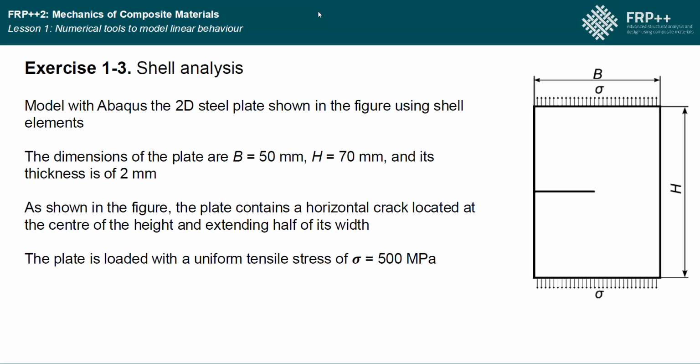Hi, in this exercise we are going to see how to model this 2D steel plate with a central crack, extending from one edge to the center of the plate. The plate has a base of 50 mm and a height of 70 and a thickness of 2 mm. And it is subjected to an external uniform tensile stress of 500 megapascal.